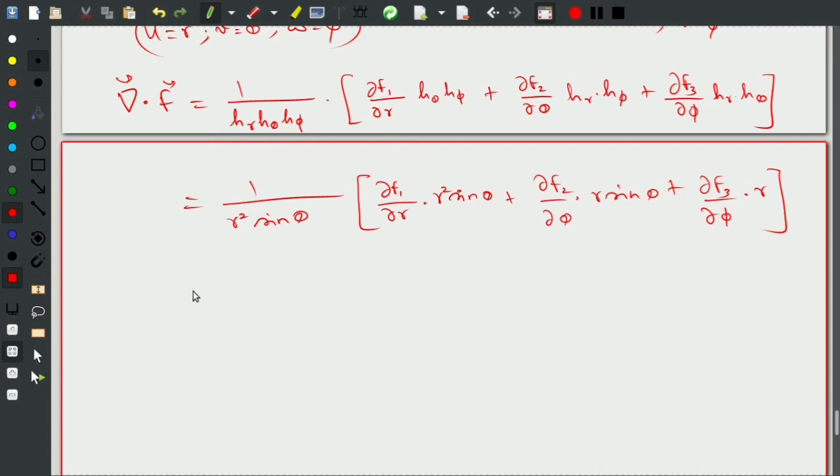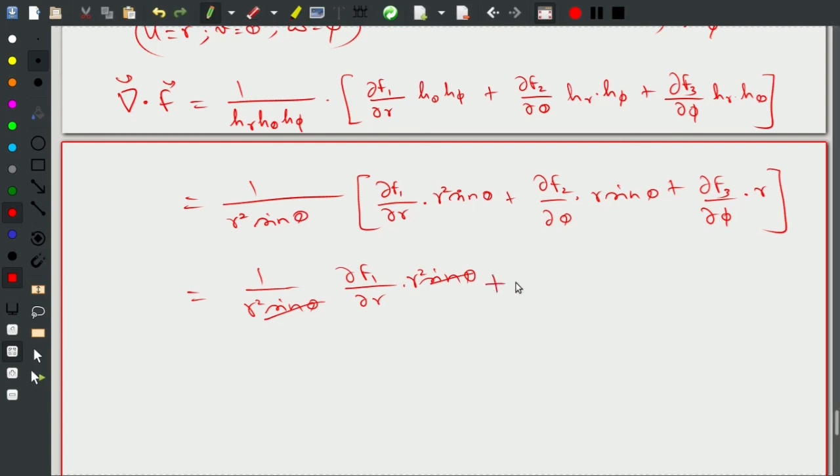So let's simplify this further. We have dou f1 by dou r. Since this r is inside the derivative, we cannot take it outside. So we have 1 by r square sine theta times dou f1 by dou r of r square sine theta. Since the derivative is with respect to r, we cannot take r outside, we can take sine theta only. So this sine theta and this sine theta get cancelled, but we cannot strike out r square because the derivative is with respect to r.